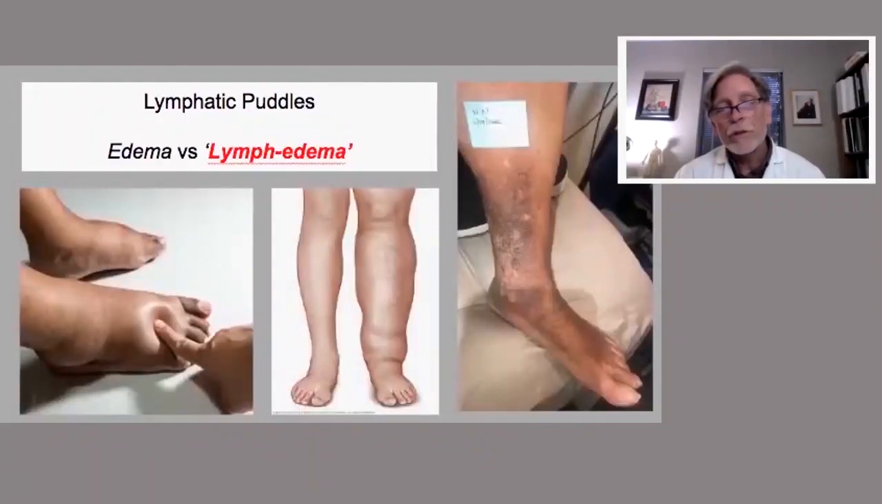Now, there's a difference between stagnant blood and stagnant lymph. Stagnant blood is called edema. Stagnant lymph is called lymphedema. Edema is just a Latin word for swollen.